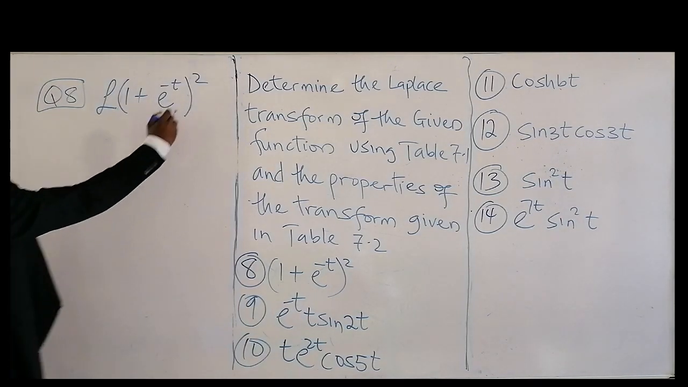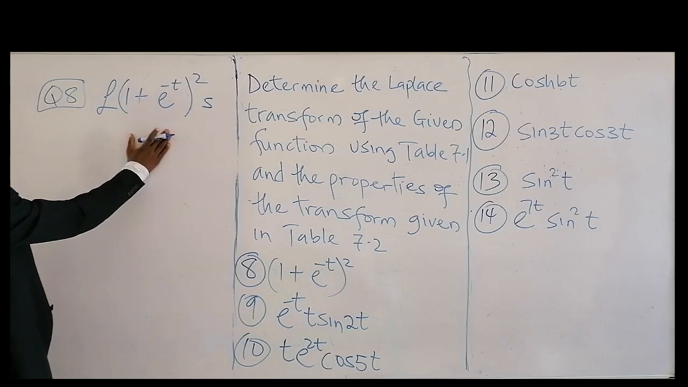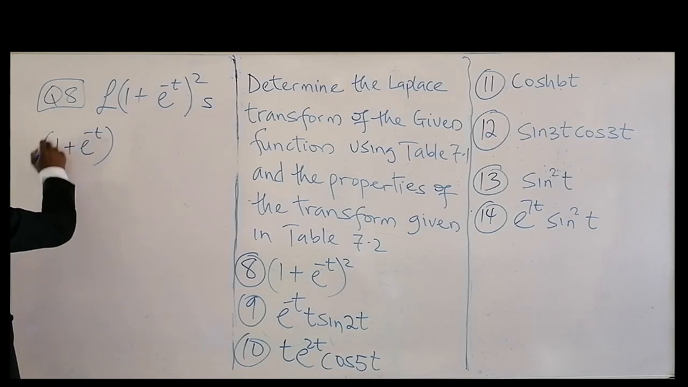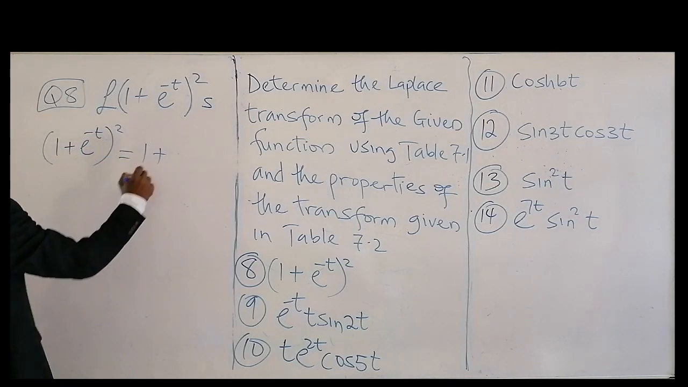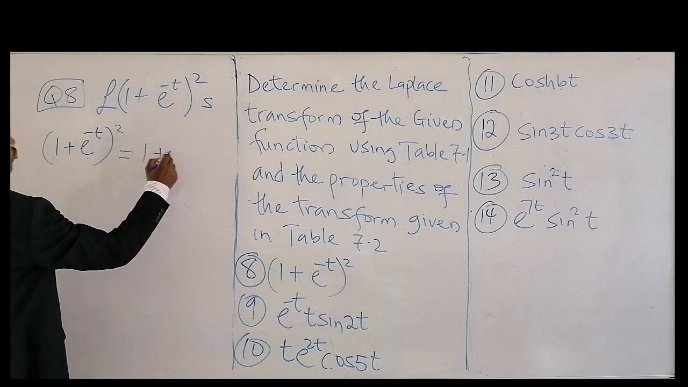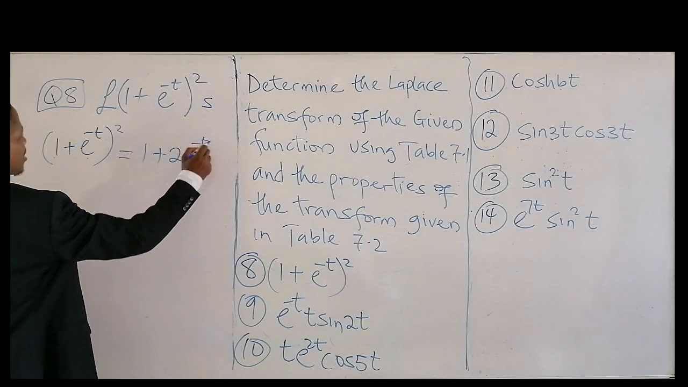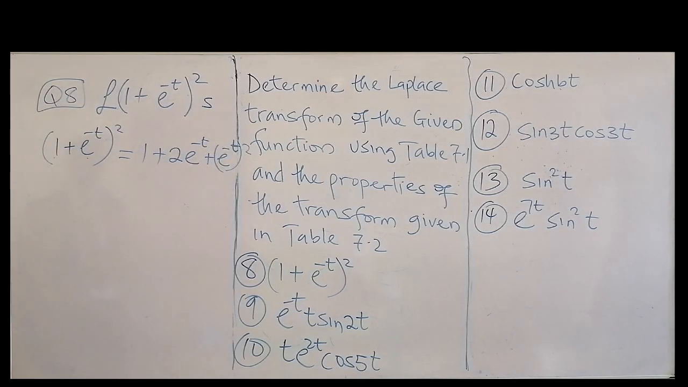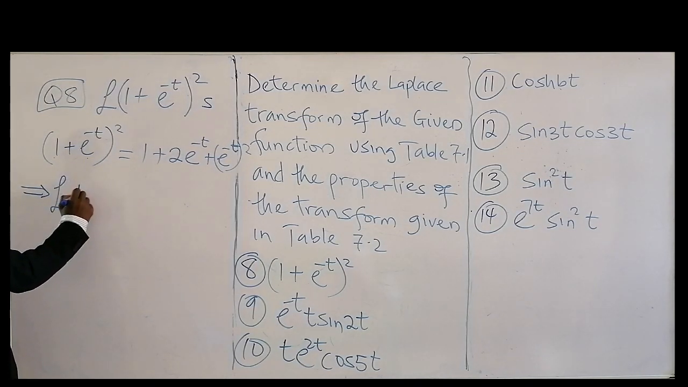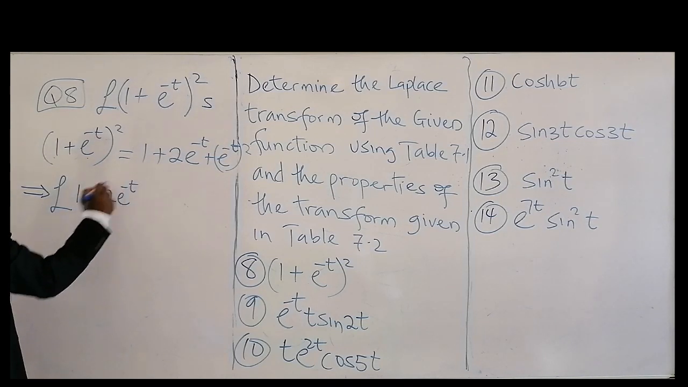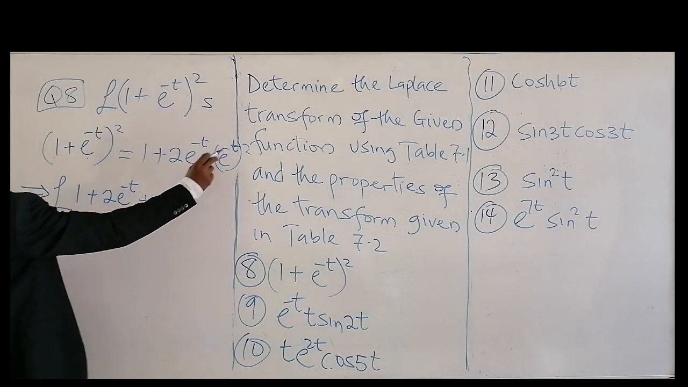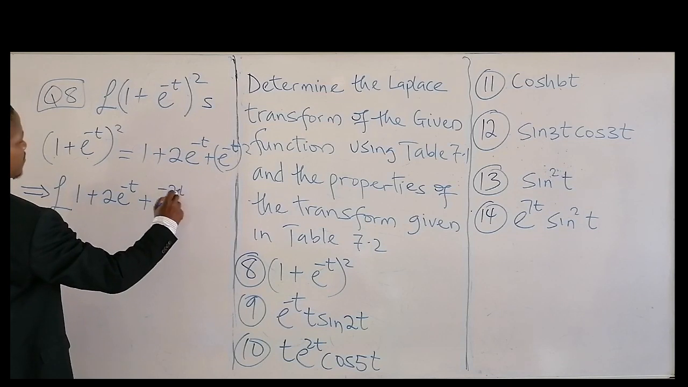The first thing to be done is to do the algebra, do the expansion. This one times this one gives 1, plus this one times this one, and then times 2, that'll be this, and then plus. So we now have the Laplace of 1 plus 2 exponential to the power minus t, then plus the Laplace of minus t times 2, that's minus 2t.